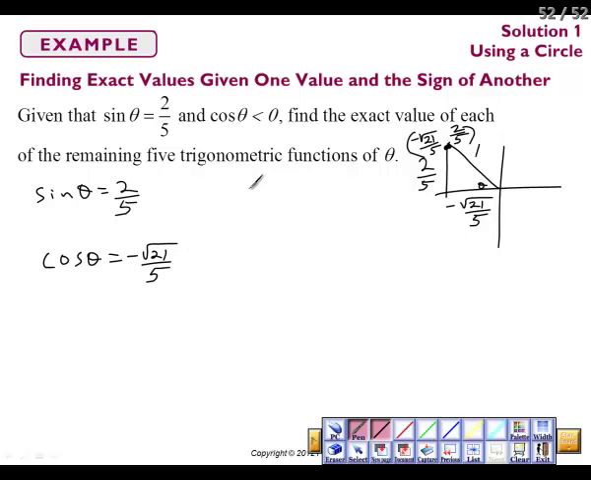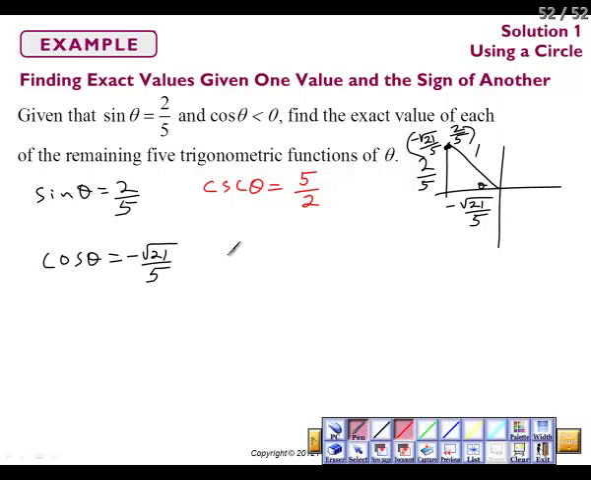Well, we can find our reciprocal identities right away. So the reciprocal for sine is what? You should have said cosecant theta. So the reciprocal of sine is 2 over 5. Cosecant is the reciprocal. That must be what? You should have said 5 over 2.